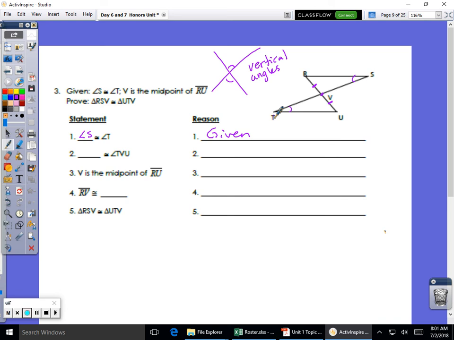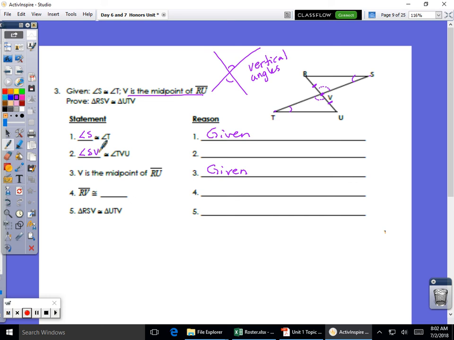All right, so notice V is the midpoint of RU, that's our other given statement. Notice how sometimes a given statement could be given a little bit later. Let's use this angle, and since I know that angle S and angle T are congruent, let me look at what else I know. Angle TVU, this angle right here, is congruent to its vertical angle right here. Now I need to start at this sharper angle. Let's say SVR.